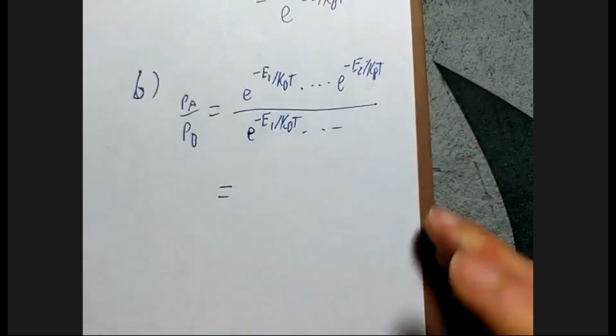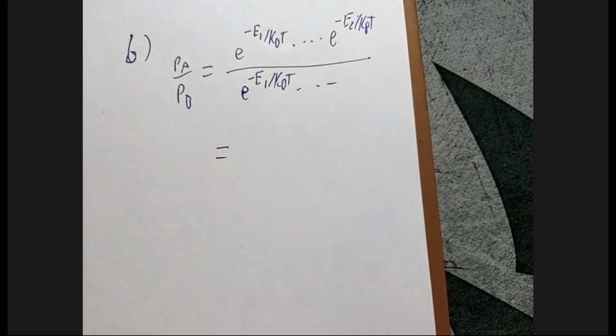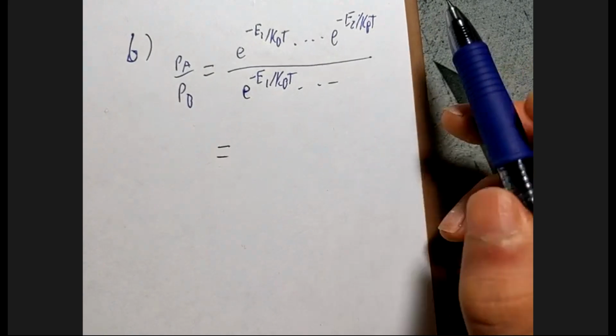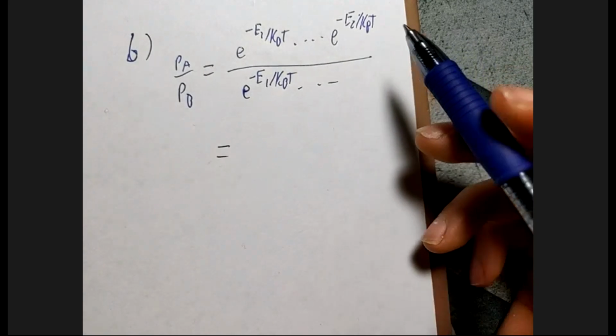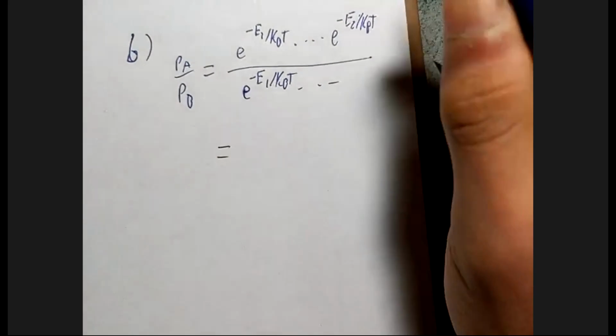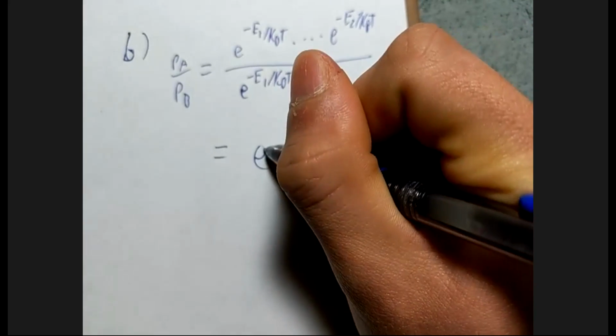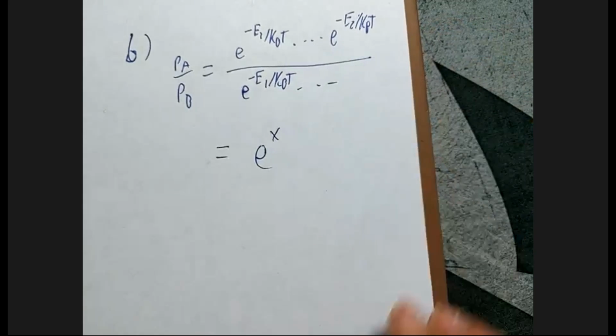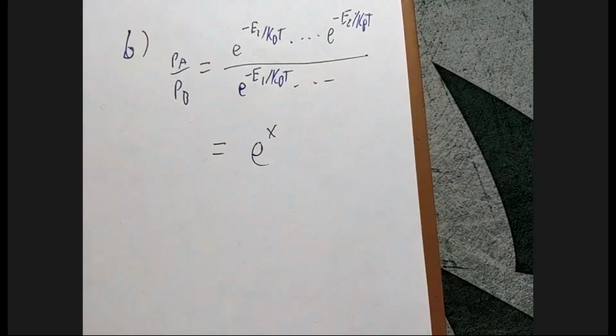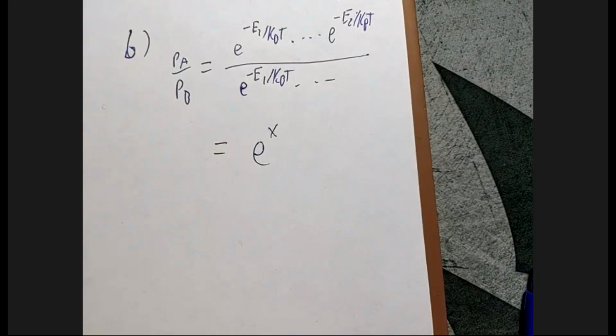And you should be able to cancel out the kBTs in the exponents and find that you will eventually get an answer that is e to the something, and that will give you your answer for part B. And that should be all for question 4.